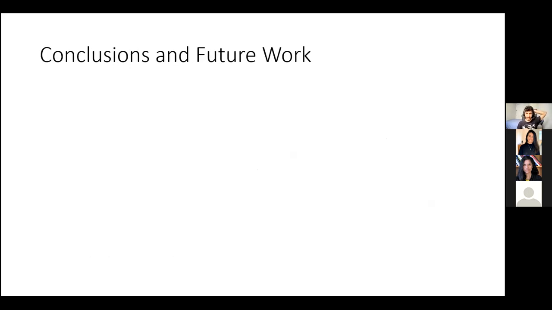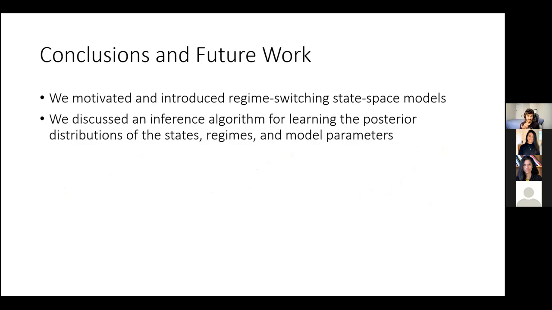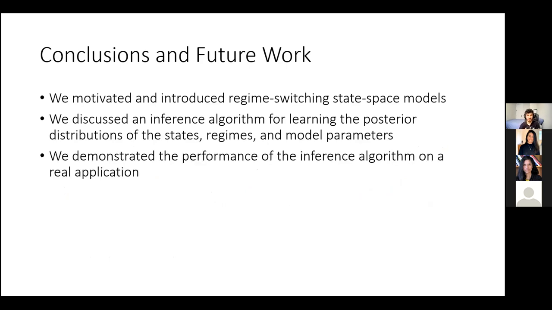I'm going to go into concluding and telling you about some of the future work that we're currently doing. So what we did is we motivated and introduced a special kind of model called the regime switching state space model. We discussed an algorithm for doing inference, or Bayesian learning, to learn the posterior distribution of the states, regimes, and model parameters. And then we demonstrated the performance of the inference algorithm on the ecological application.